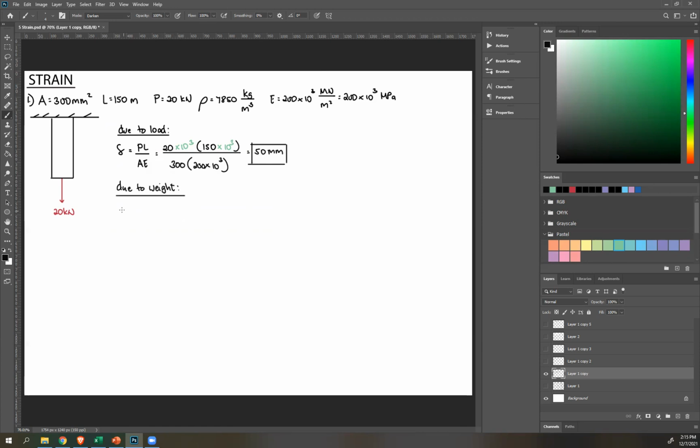We have an equation for that, right? Elongation due to weight is simply rho GL squared over 2E. So I'm going to specify this. Due to load, I'll call this rho P. Due to weight, I'll call this rho W. Okay, now let's just sub in our values. Let's start with the rho, which is 7850.